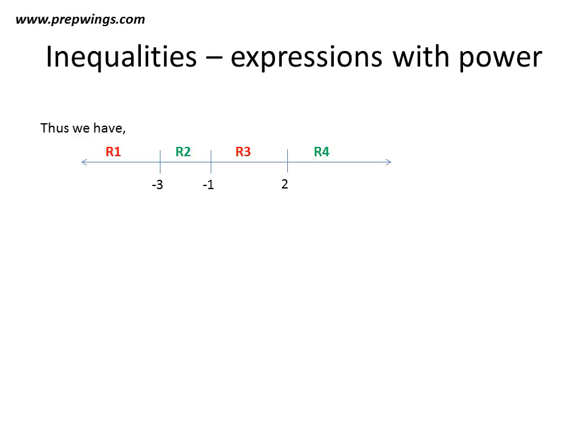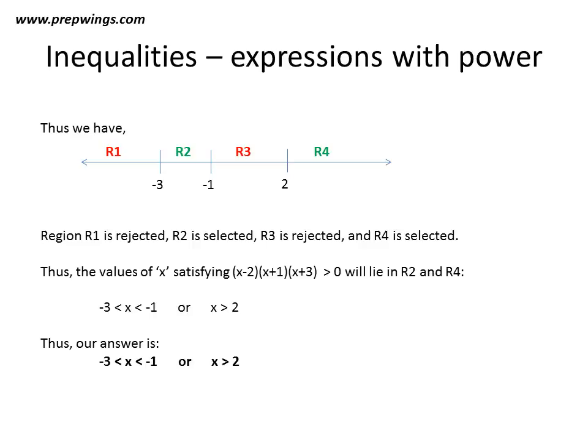Okay, so keep in mind, we don't need to check all the 4 regions going ahead. We just check it for one region and then alternately put reject, select, reject, select, depending on what we get first. So over here, R1 is rejected, R2 is selected, R3 is rejected, and R4 is selected. Thus, the values of x satisfying this inequality will lie in regions R2 and R4. So x has to lie between -3 and -1, or x has to be greater than 2. Thus our answer is x lies between -3 and -1, or x is greater than 2.